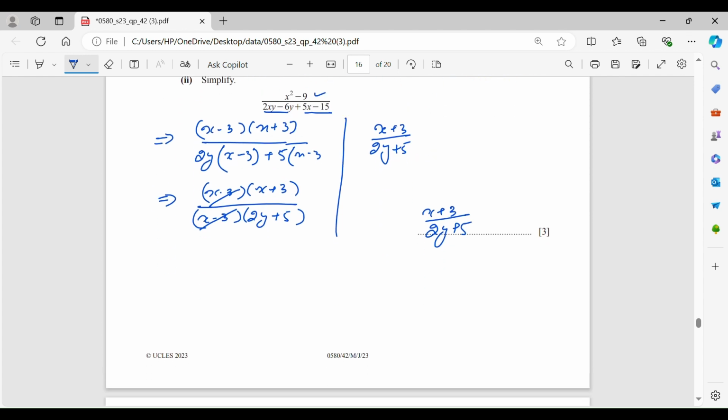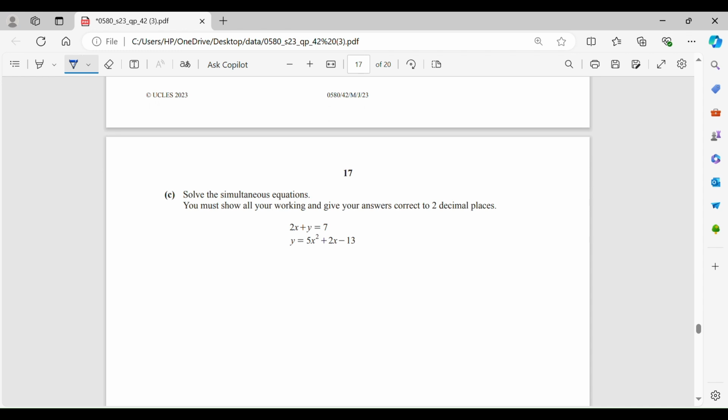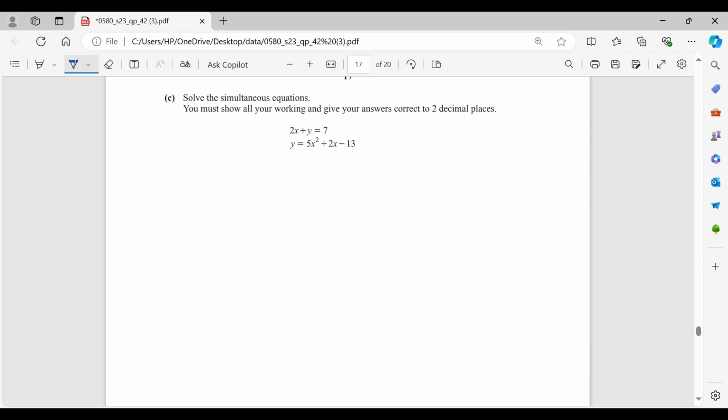Next will be question C part. C is solve simultaneous equations. You must show all your working. Give your answer correct to 2 dp. So we have to give the answer in 2 dp. Here y will be equal to 7 minus 2x. We will substitute this value in this, right?